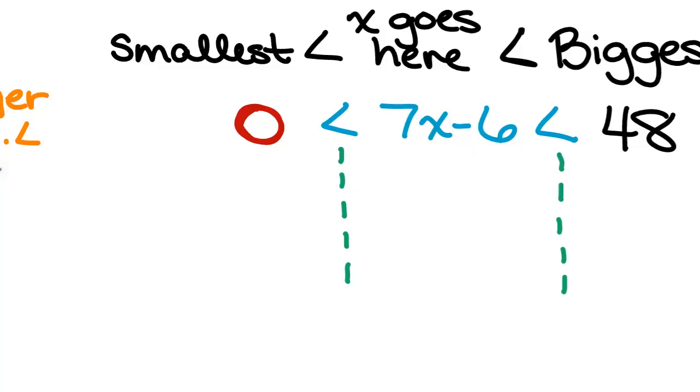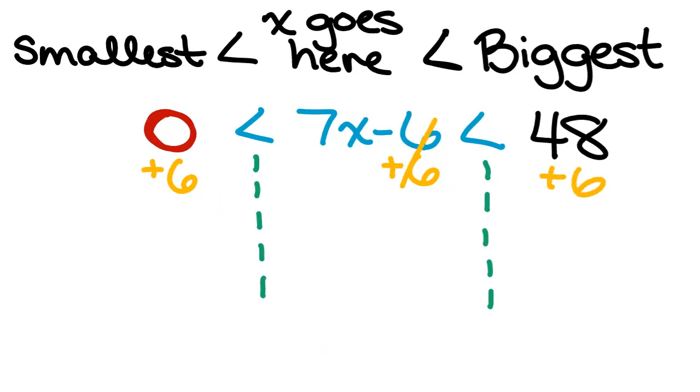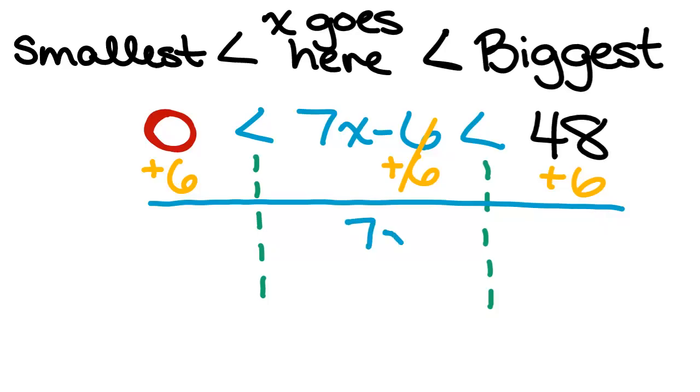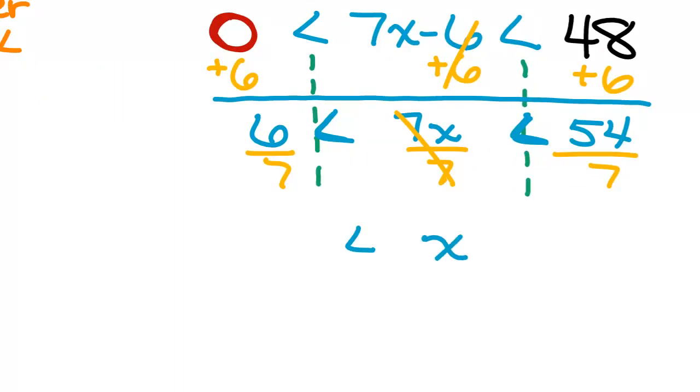First thing I do, add 6. We're going to add 6 in the middle and then on both sides. Cancels out in the center. What do I have remaining in the center? 7x. Bring down those inequalities. Yep, I have 6 on the left and 54 on the right. Now what do I do? Divide everybody by 7. Does 7 go evenly into 6? No. So I can leave that written as 6 over 7.